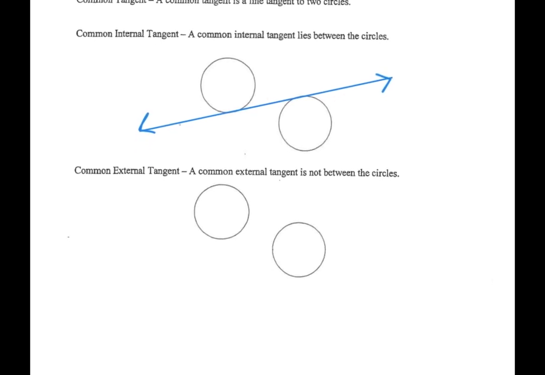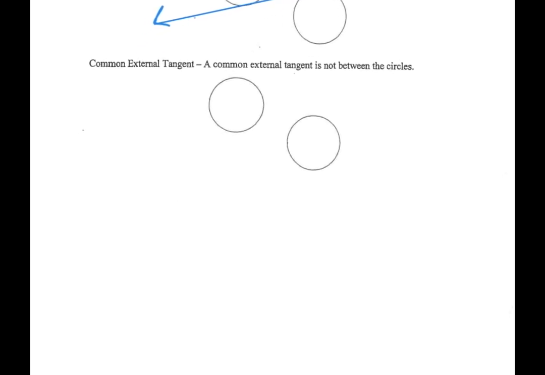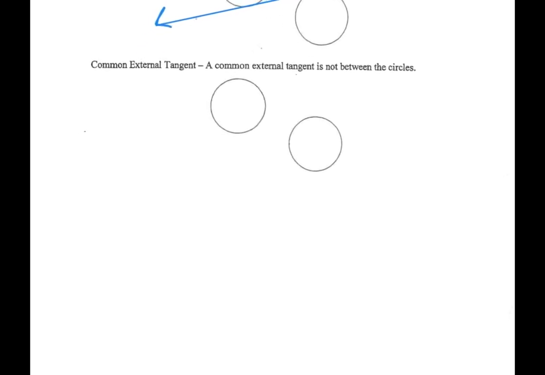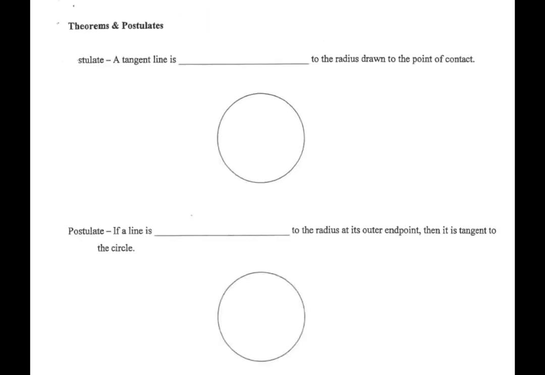A common external tangent is a little bit easier to draw. It is a tangent that is not between the 2 circles. So here we go. That would be your common external tangent. We have a couple postulates here. The first one says, a tangent line is perpendicular to the radius drawn at the point of contact.